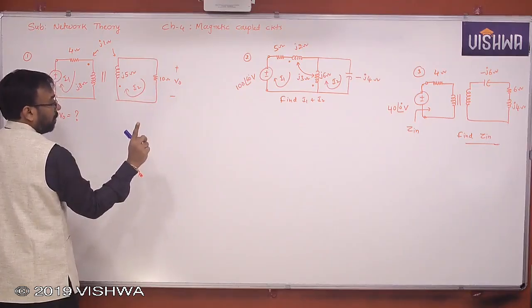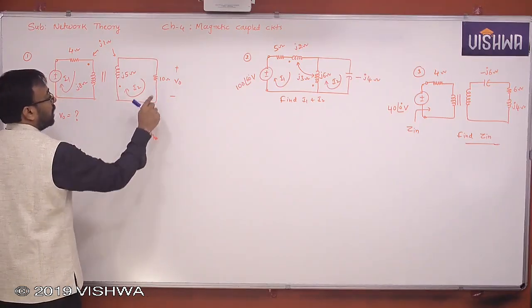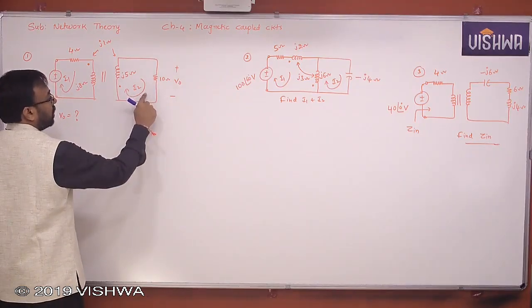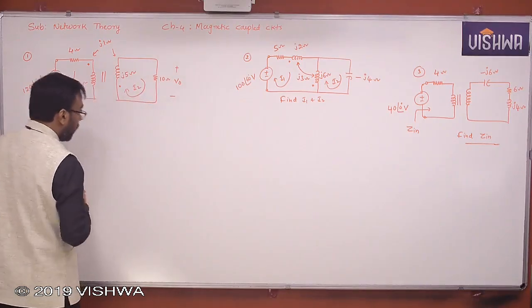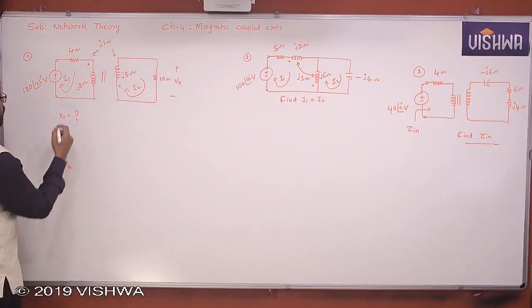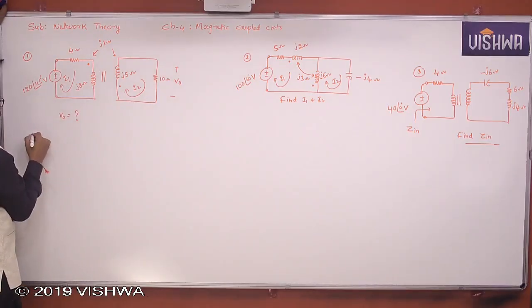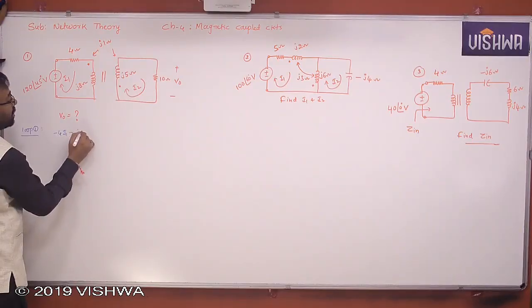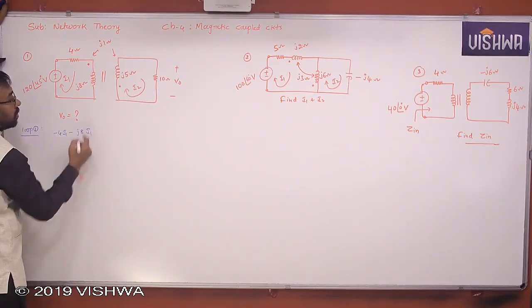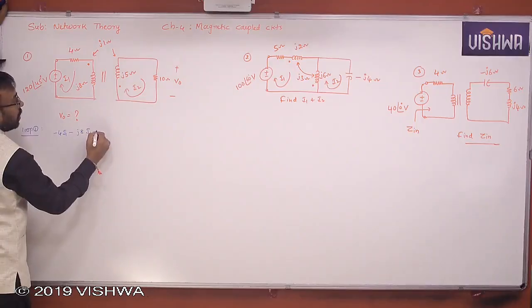Agree all of you? Okay. So let's find I2. Then we find V naught by multiplying it by 10. Clear all of you? Okay. So let us apply mesh analysis. Mesh analysis, when you apply the first equation, loop 1, minus 4I1 minus J8I1. This is self, but what is the mutual?